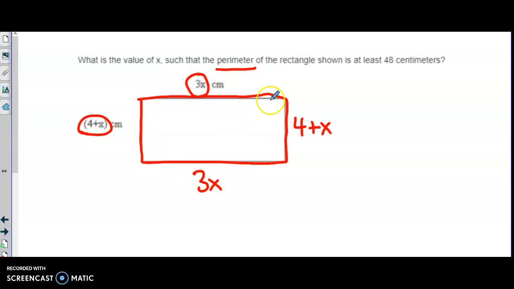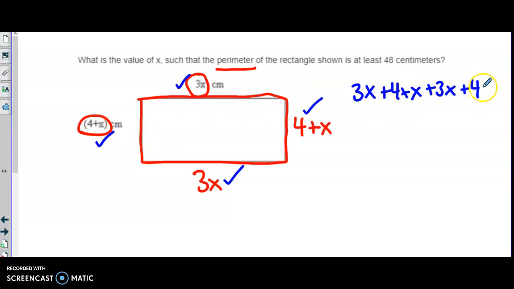And then for perimeter, I need to add all of those up. So I'm going to take my 3x plus 4 plus x plus 3 more x plus another 4 plus x. And it doesn't matter if that 4 plus x is in parentheses or not. That is totally up to you whether you want to have the parentheses there. I don't really like them, so I'm getting rid of them. I don't need them because I'm adding everything. So I have 3x plus an x plus 3 more x's plus another x.